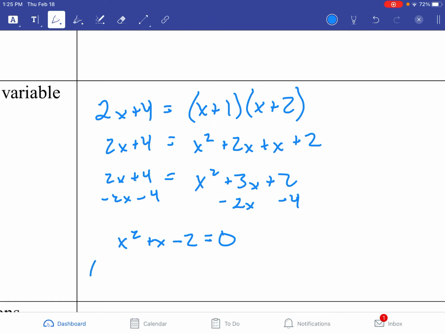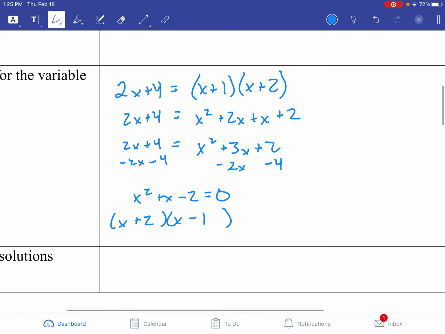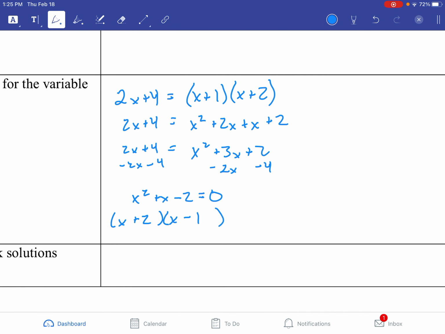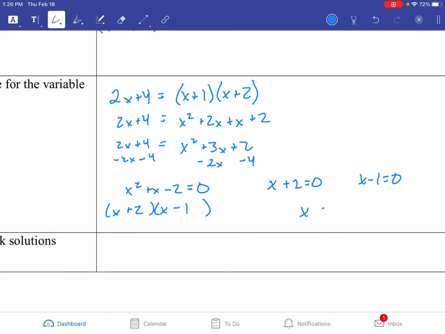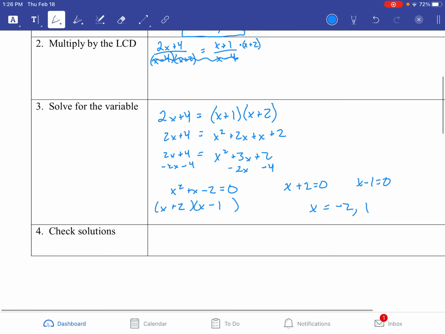Now what I'm going to do is factor that quadratic. The two numbers that multiply to give you negative 2 and add up to give you positive 1 would be positive 2 and negative 1. Okay, so if I solve both those factors for x by setting them equal to 0, I will get x equals negative 2 and positive 1. But here's the last step that's really important. You have to check your solutions.